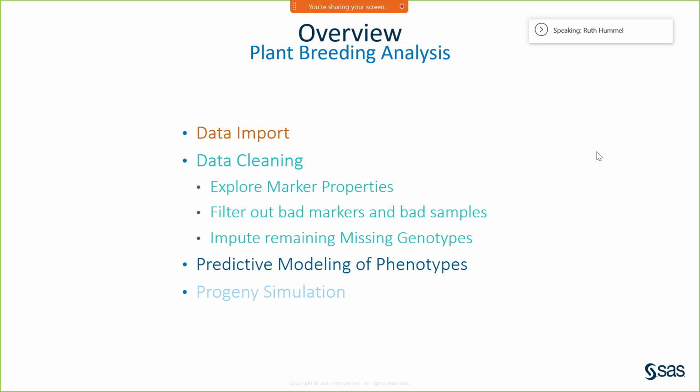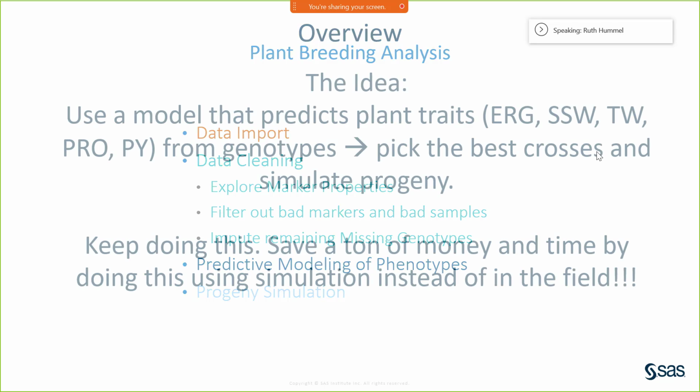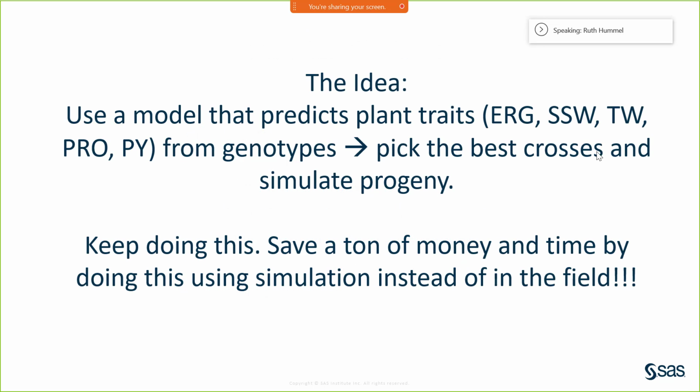But basically, what we want to do is, again, clean the data a little bit, just like we did for the genetic data. And then we want to fit a predictive model for the phenotypes, and then we want to simulate the progeny. So the idea is, what I have here are plants where I have 5 different phenotypic traits that I'm interested in. I think plant yield is that PY variable. Pro is a measure of protein. I think SSW is seed weight. And I can't remember what the other 2 are.